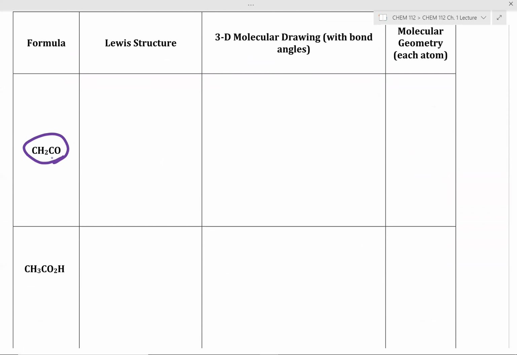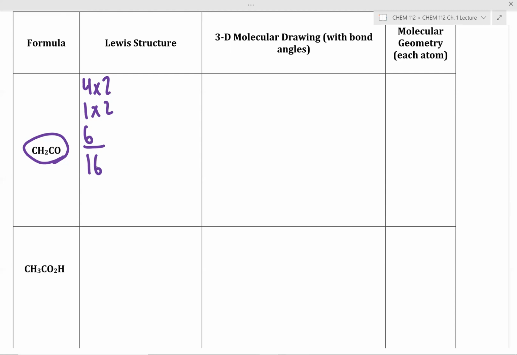So first things first, each of our carbons contributes 4 electrons, hydrogens contribute 1, and our oxygen contributes 6. So adding up our total, we have a total of 16 electrons to work with. And for this structure, I'm going to use the condensed method. So I'm going to write each of my motifs as our formula has them.